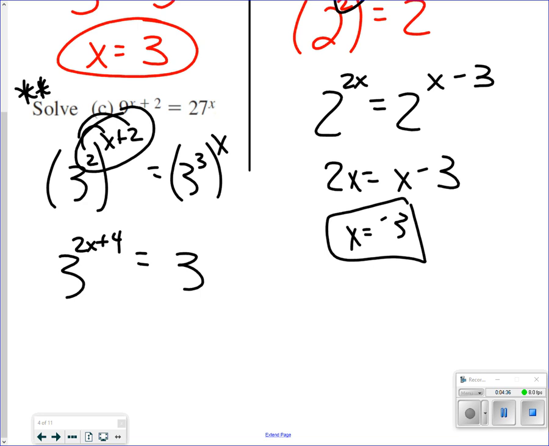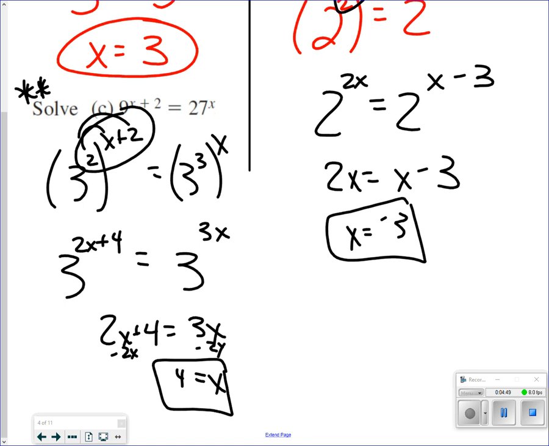3 raised to the 3x. Finally, bases are the same. I can then solve the exponents. So if I subtract 2x from both sides, I get x to be 4. That question right there is as hard as we'll make this on a test or quiz.